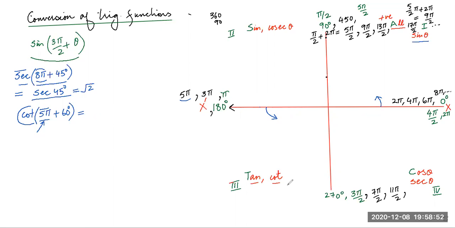In the third quadrant, cot is positive, so I will not write negative, and past 5 pi there will be no conversion. Simply I will write cot 60 degree, the value of cot 60. That's all, the thing is done.